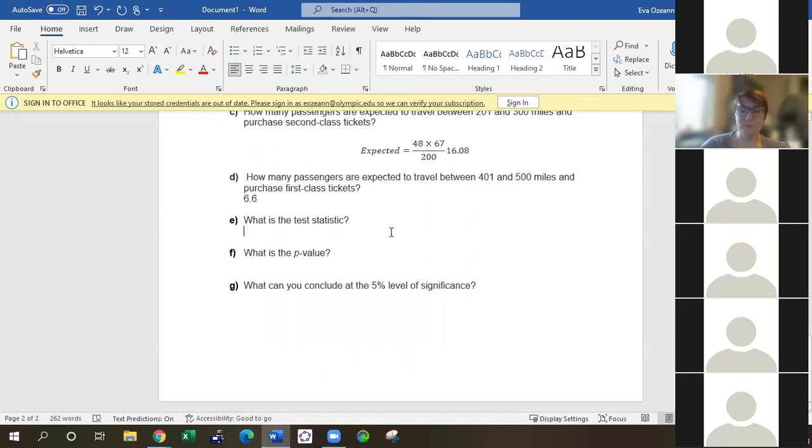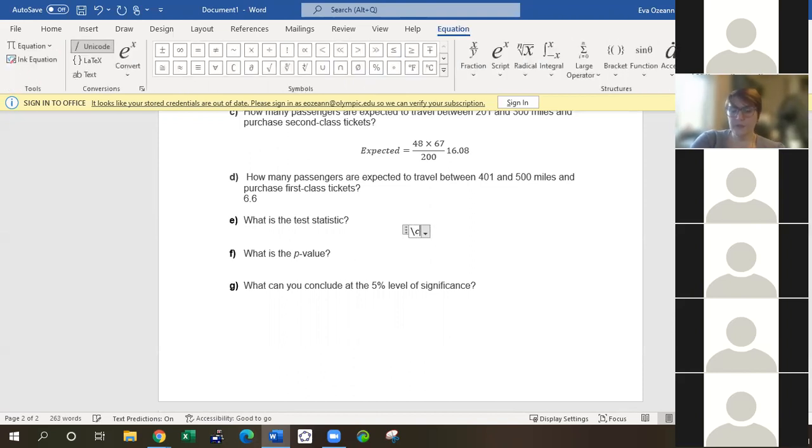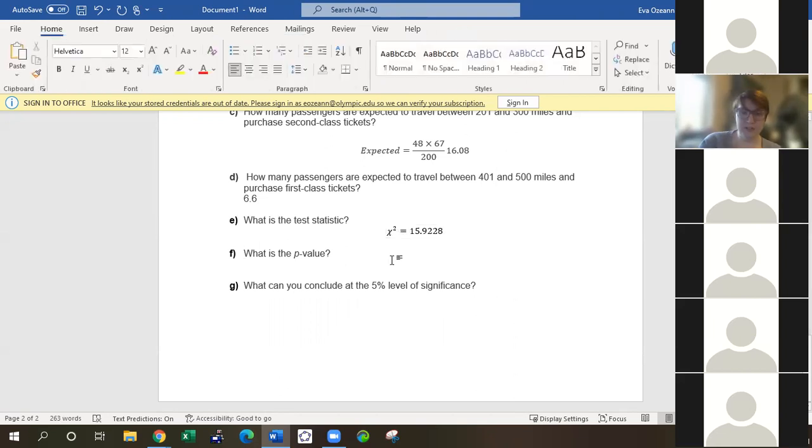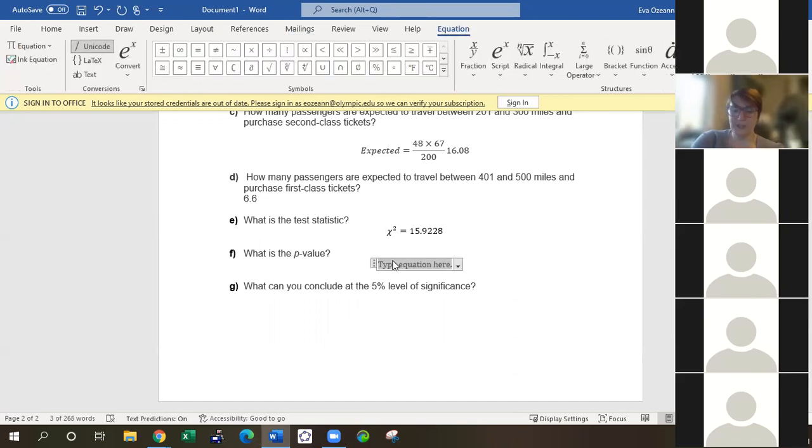Now, part E asks us, what is the test statistic? The test statistic is what we're learning about in Unit 8. That's going to be your chi-square. So our chi-square is our test statistic, and we found that to be 15.9228. Associated with that and our degrees of freedom is our p-value, which in our case we found to be 0.0435.